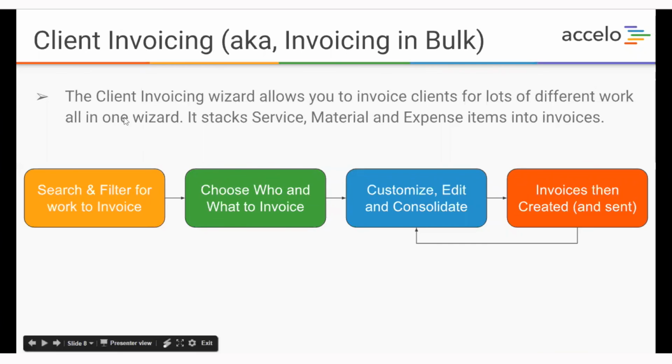And it stacks together the services, materials, and expenses all into invoices that are targeted one per customer or one per contact at a customer. So the steps that we've got are, first of all, you search and filter. Then you choose who and what to invoice for. Then you customize and consolidate and edit the invoice per contact or per client. And then you hit go, and we will build the invoice, create it, and either send it or just leave it there for you to come and get later at your discretion. And then once it's finished, you then go through and see the next customer, and you do this over and over again for each client.